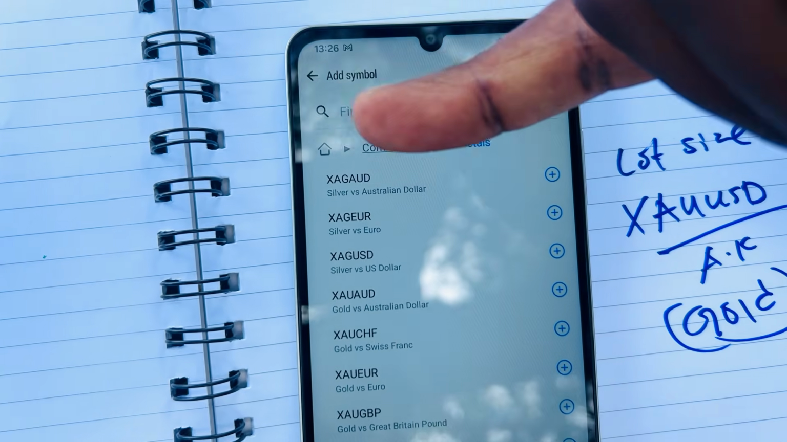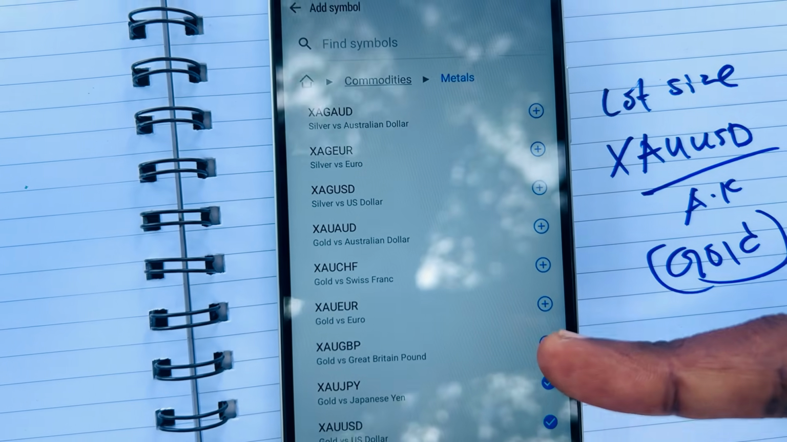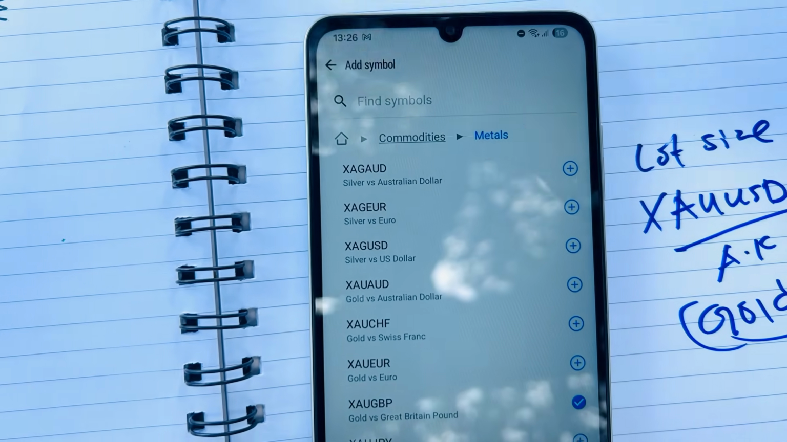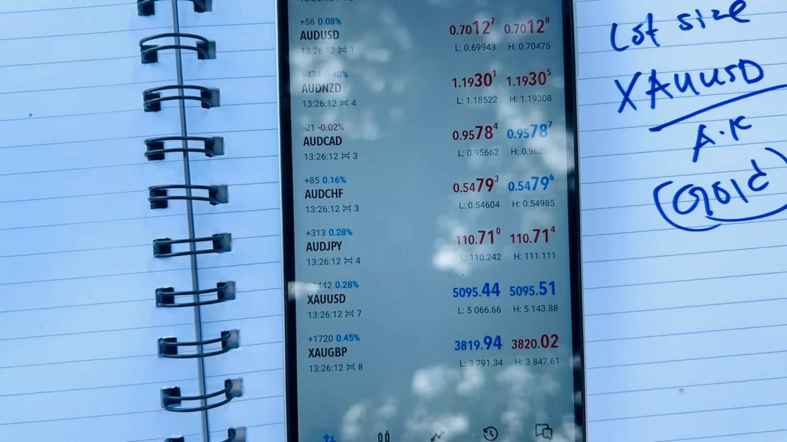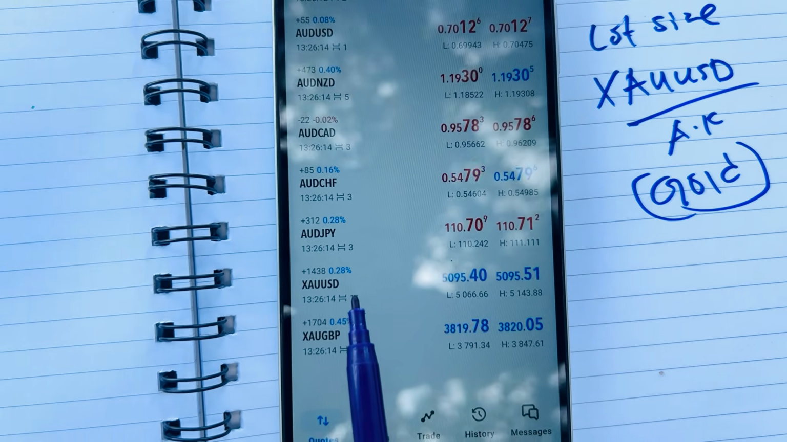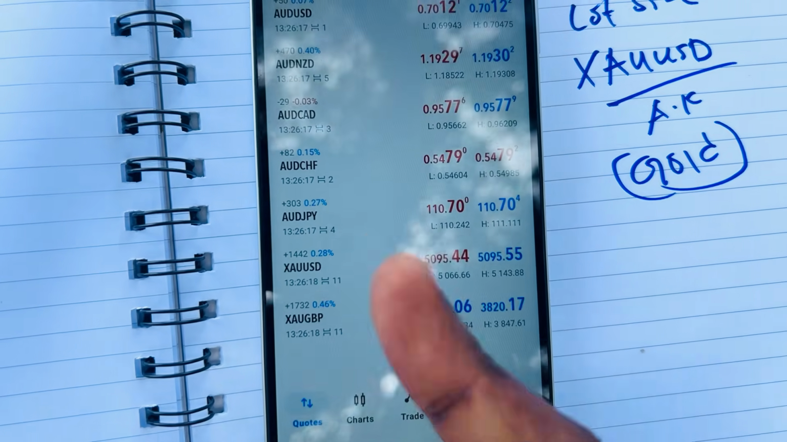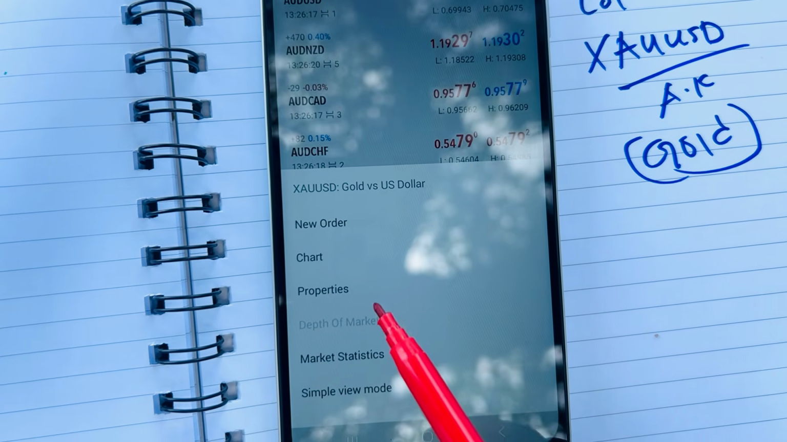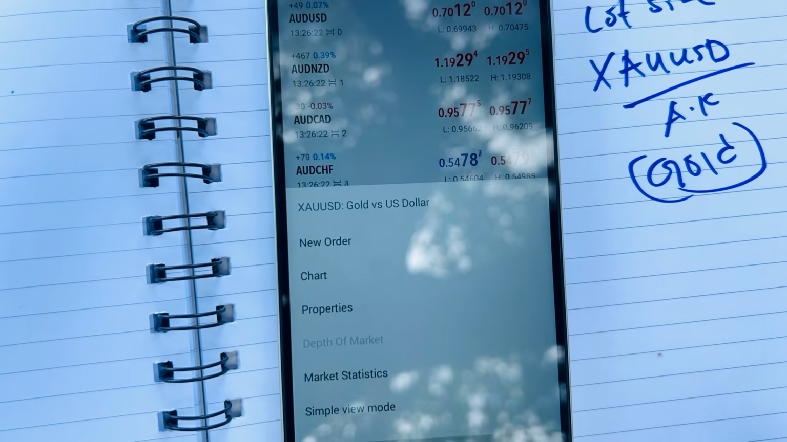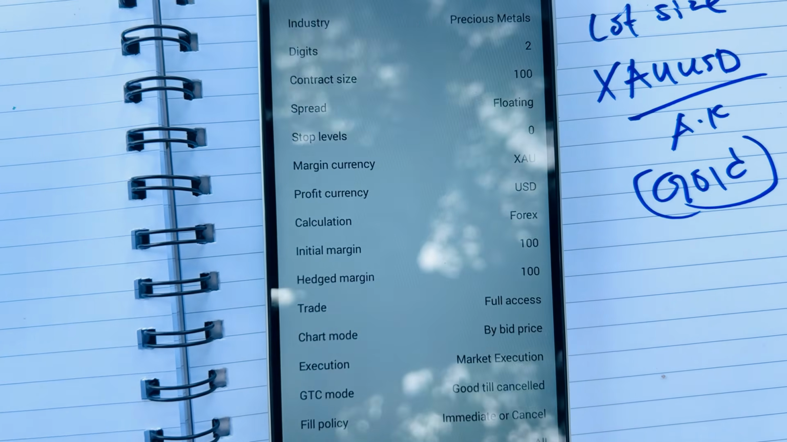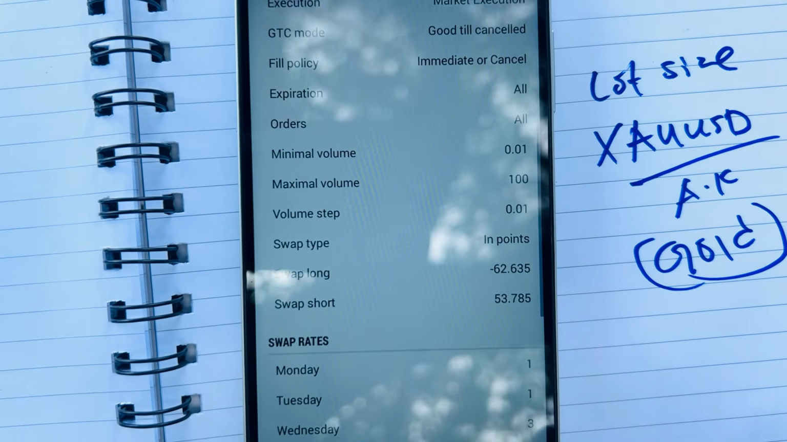We go back. We can add this one. Then we go back. We scroll down. We see gold versus the US dollar. Now, we press this. We press properties. If you're using an Apple device, you will go to details. You press properties. You scroll down.